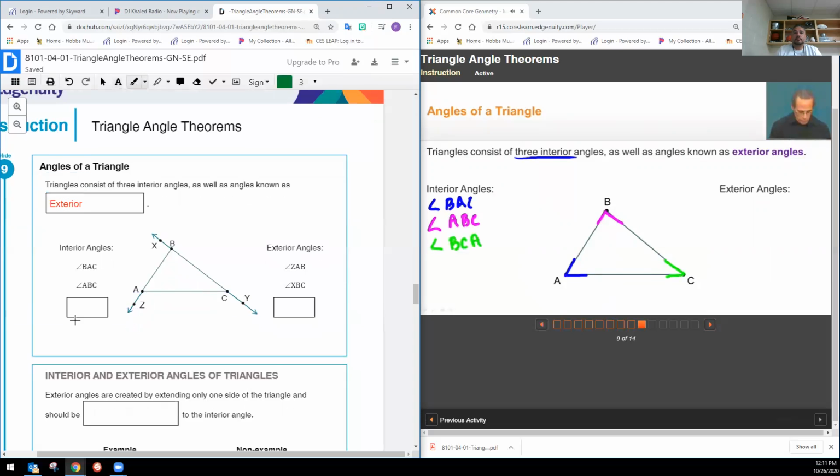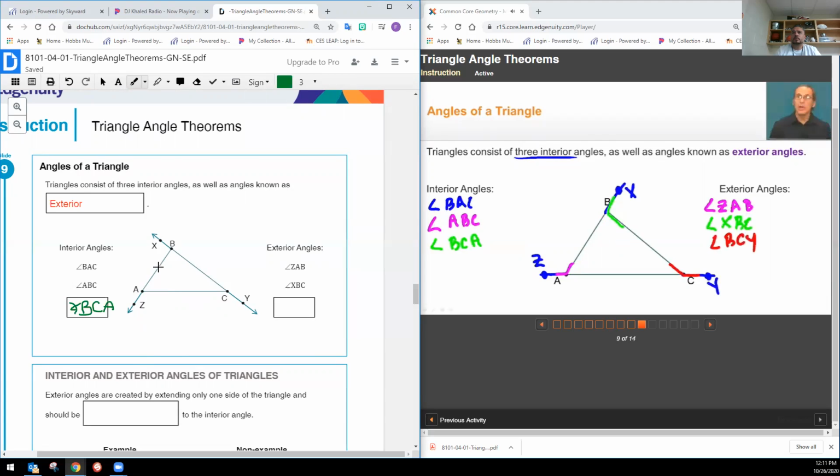Now, as I move over to take a look at the exterior angles, I'm going to extend the sides of this triangle. I'm going to extend this side and label a point on the extension Z. Then I'm going to turn around and extend this side, label a point X. And I'm going to extend this side and label a point Y. And I notice 3 different exterior angles. Here's one. I have angle ZAB. I have a second one right here, angle XBC. And lastly, this exterior angle, which is angle BCY.